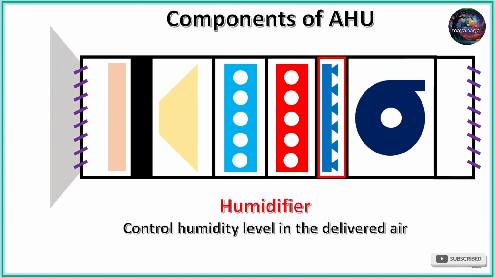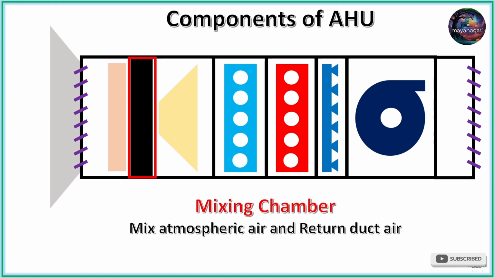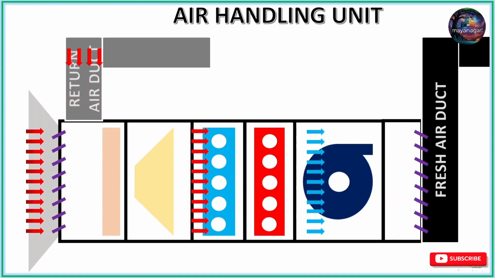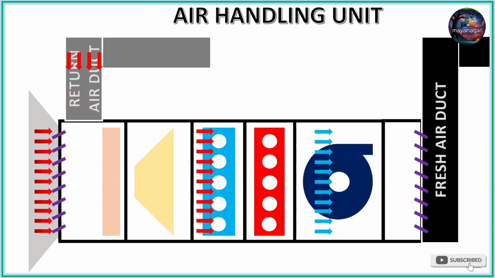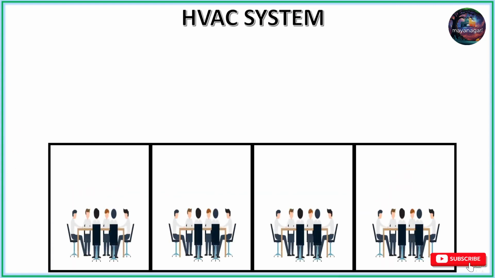In addition, an AHU might also contain a humidifier to control the humidity level in the delivered air, and a mixing chamber to mix the fresh atmospheric air and return duct air in a proportion. All these components work together in order to deliver the ambient air to the space from atmospheric air. This is how an AHU works. But the main disadvantage of AHU is that it can't provide better results in a large area of space.